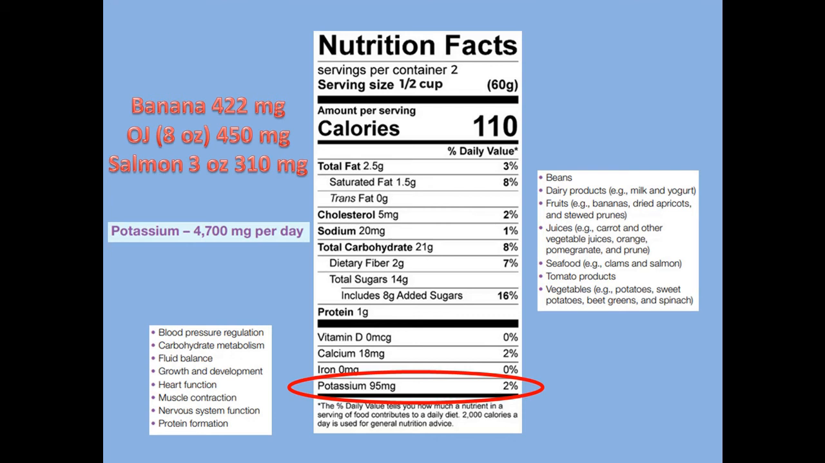But what I did on the upper left here is I just want to show you how to get to that 4,700 milligrams a day. A banana is only about a tenth of that. 8 ounces of orange juice is only about a tenth of that. And even 3 ounces of salmon is not even a tenth. So right there, you're not even at your levels by taking those 3 items, and you think, well, I had a banana today and my orange juice. But 4,700 milligrams is something that you need to make a conscious effort to take that much potassium in.